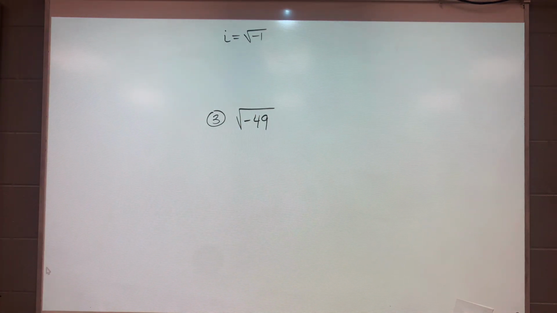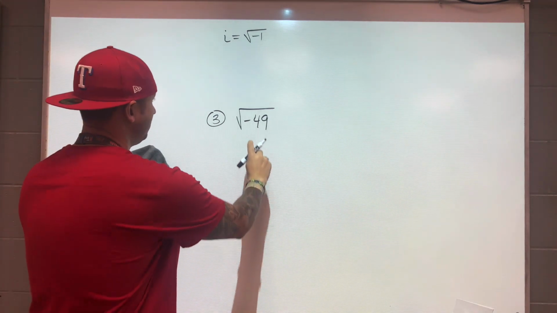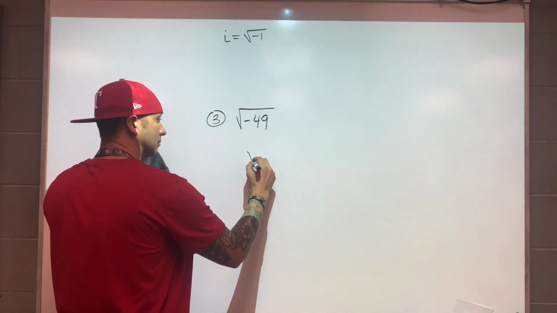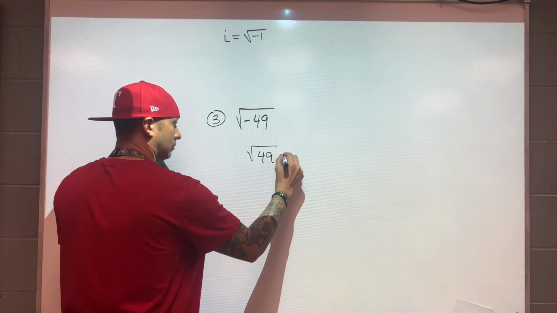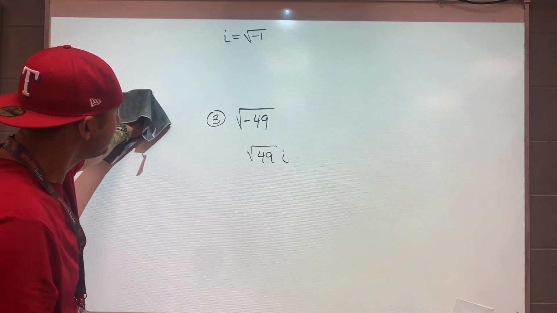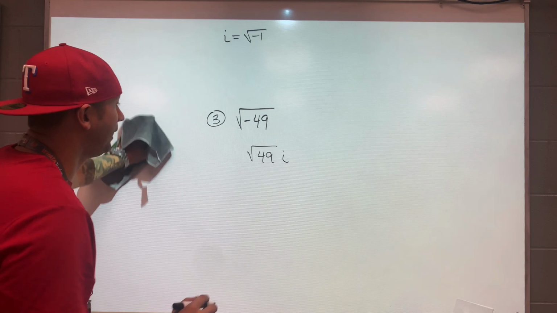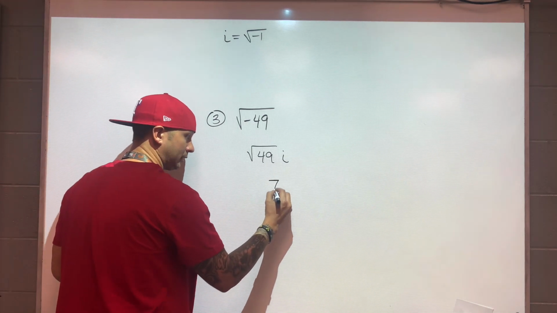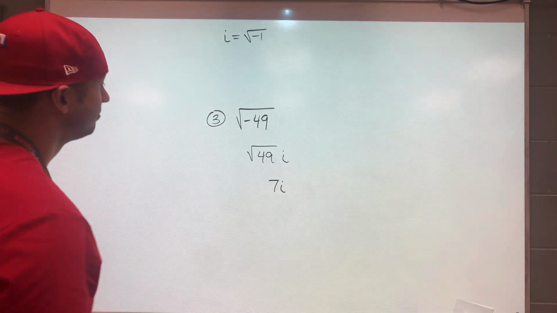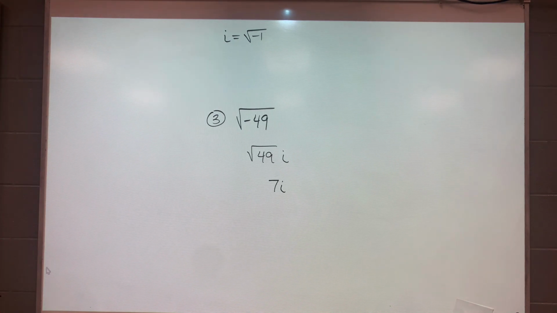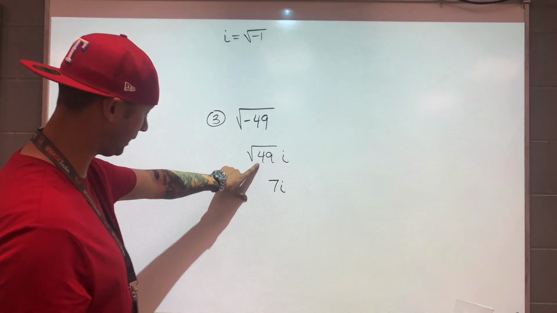All right, square root of negative 49. I'm going to pull the negative sign out as i. And then the square root of 49, that's a perfect square, so 7i. It's not bad. You got to be able to recognize the perfect squares. It definitely comes in handy for sure.